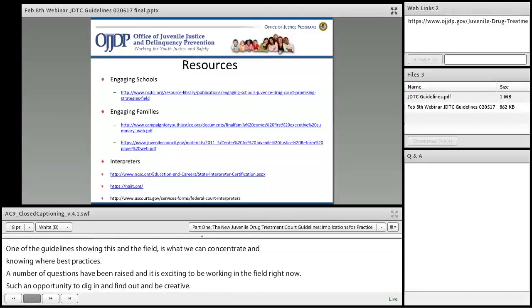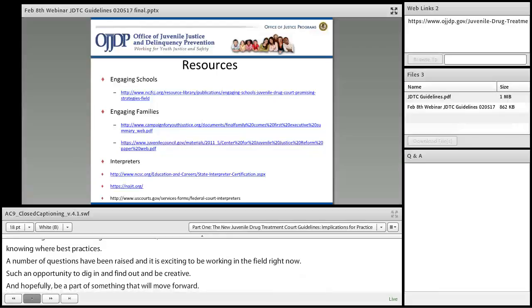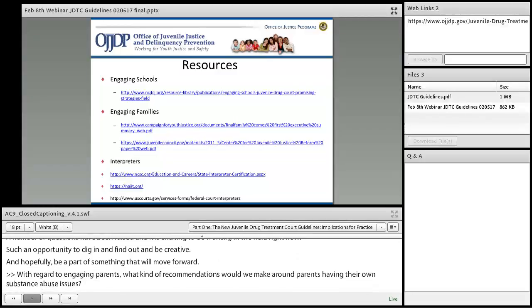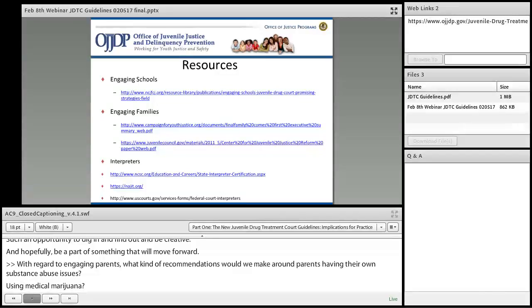So with regards to engaging parents, what kind of recommendations do we want to make around parents that have their own substance abuse issues, maybe parents that are using medical marijuana? This comes up over and over again for teams, and they really struggle with it. And I think it's one of those harder things to talk about when we talk about how to engage parents in our juvenile drug treatment courts.